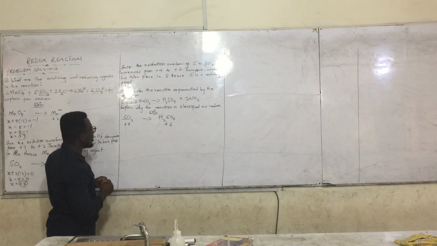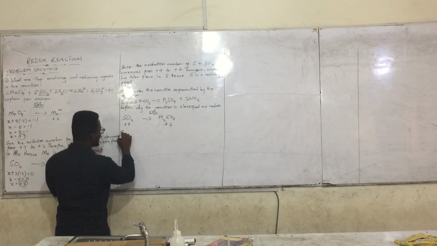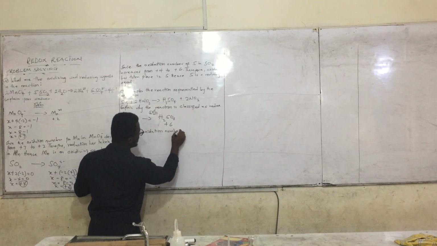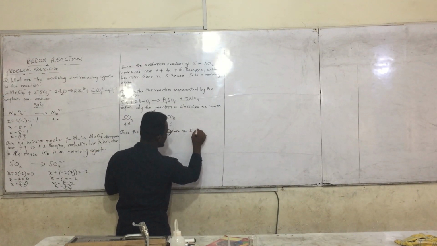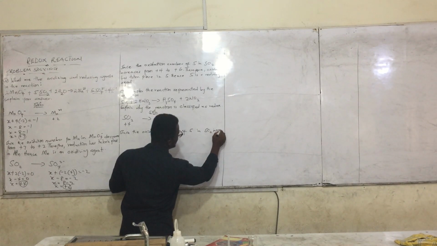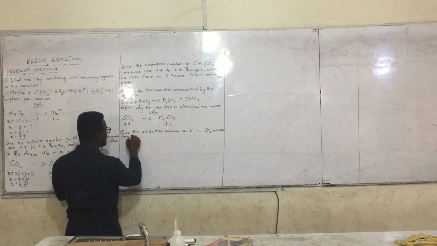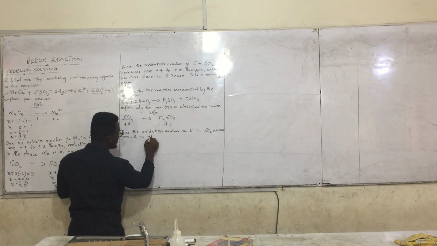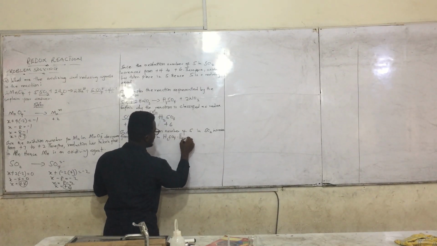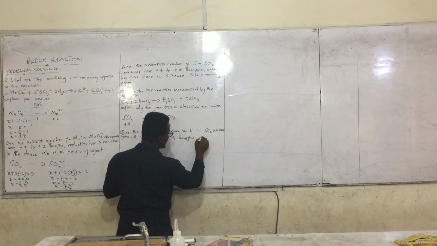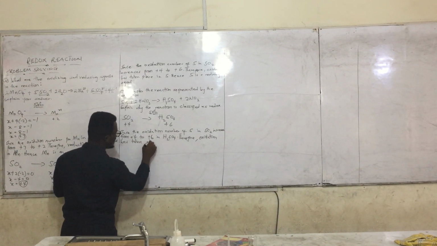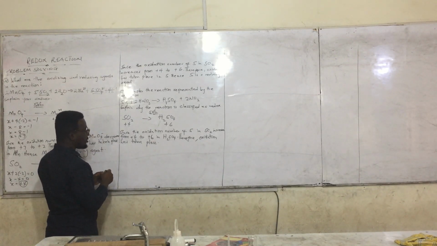Now what can we conclude in this reaction? Since the oxidation number of sulfur in SO2 increases from plus 4 to plus 6 in H2SO4, therefore, oxidation has taken place. Now, oxidation has taken place.